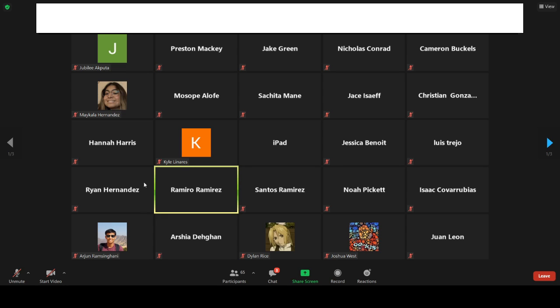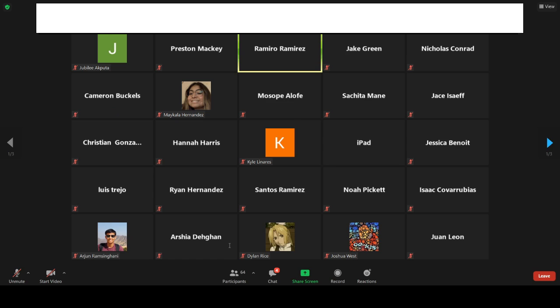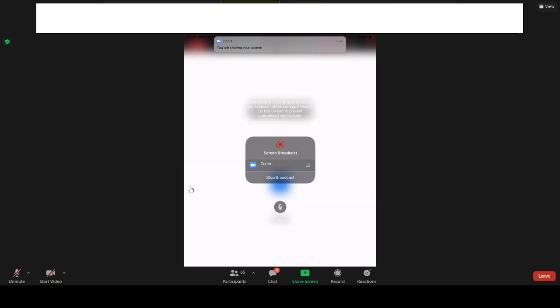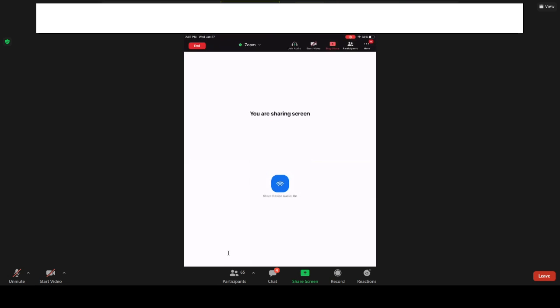Okay, so now that we have that, let's make the iPad, there it is. Let's view the post and let's screen share. Start broadcast. Okay, so there it is. Almost lost this Apple Pencil.